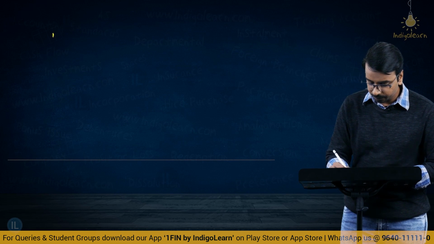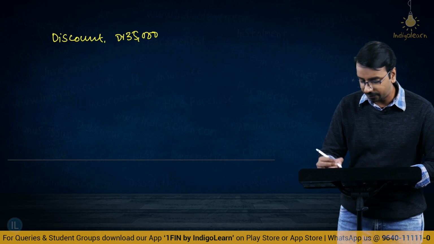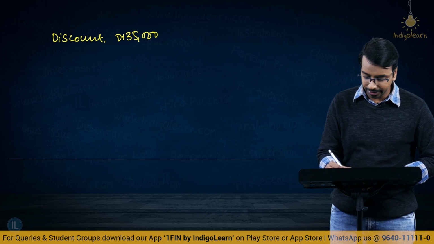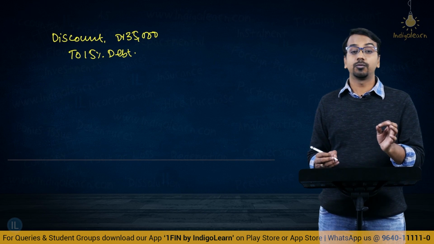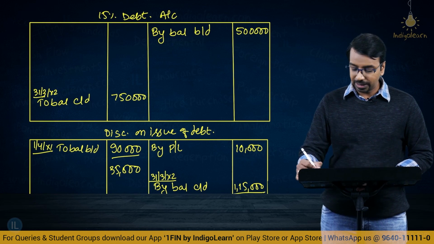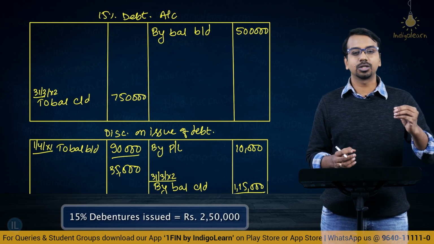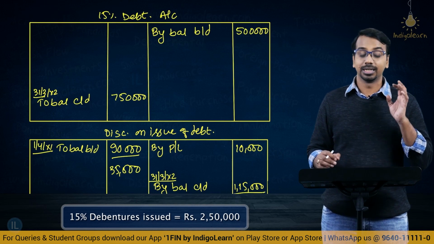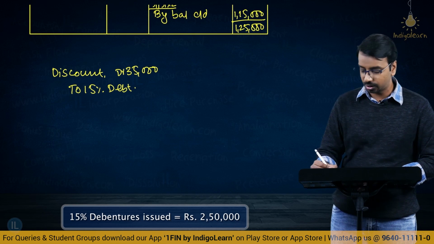Now, let us see how the entry will be passed. What is the discount portion? Discount portion is 35,000. You will definitely debit the discount account with this. Then, what will you credit when you issue debentures? You will credit the 15% debentures account. What is the amount? Whatever is the increase in face value. From 5 lakhs, the balance face value increased to 7,50,000, which means we have issued 2,50,000 of debentures. So, face value of debentures issued is 2,50,000. So, in this entry, you will say to 15% debentures, 2,50,000.